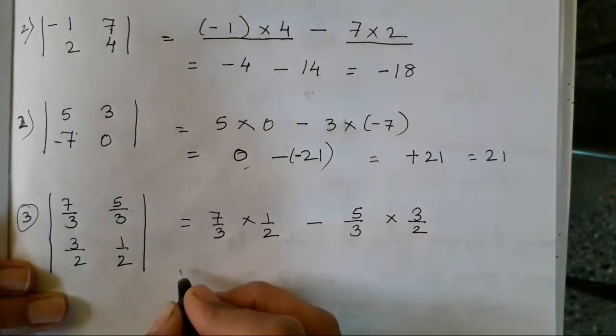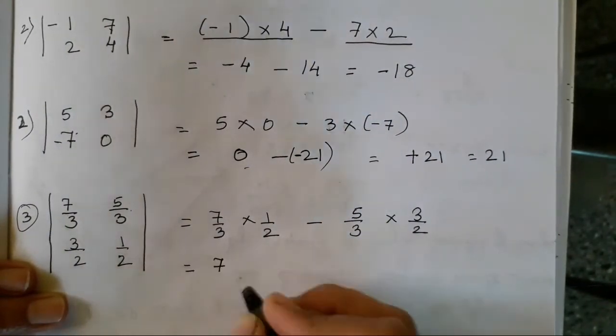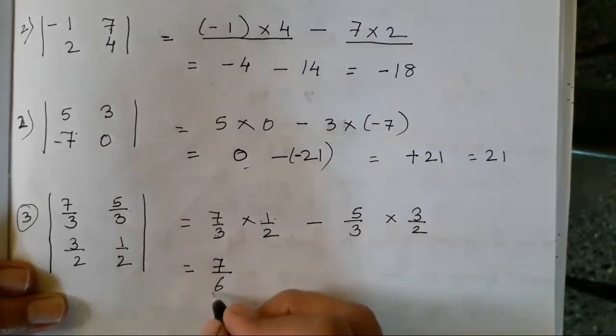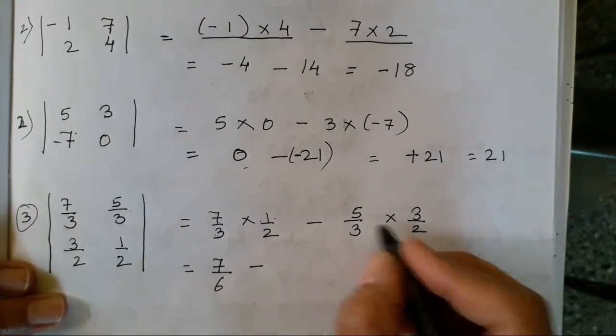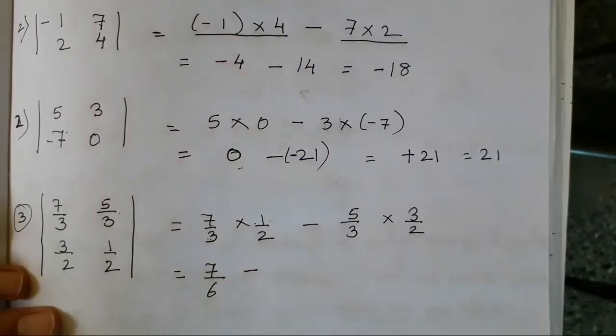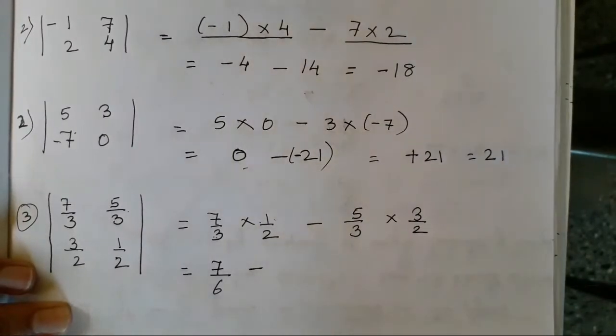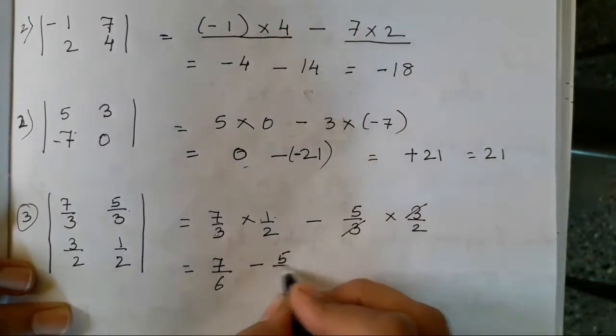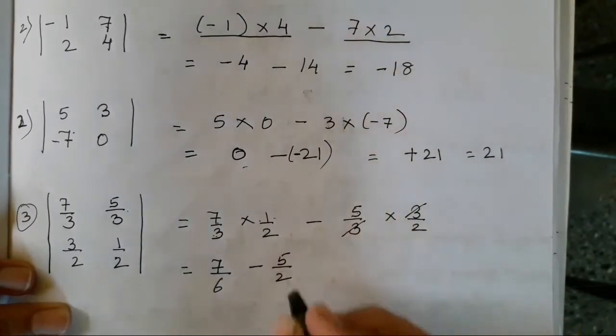So the answer is going to be 7 upon 6. 7 1s are 7, 3 2s are 6. Now 3 5s are over here. What you have to do is, this 3 and this 3 are going to get reduced. So the answer that remains is 5 from here and 2 from here.